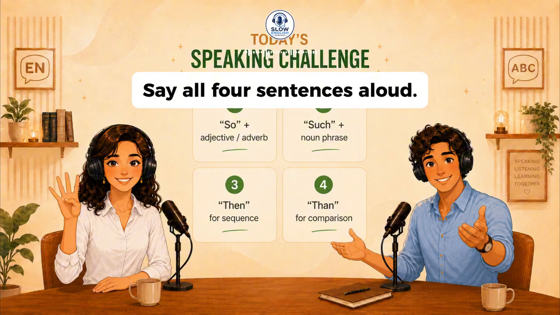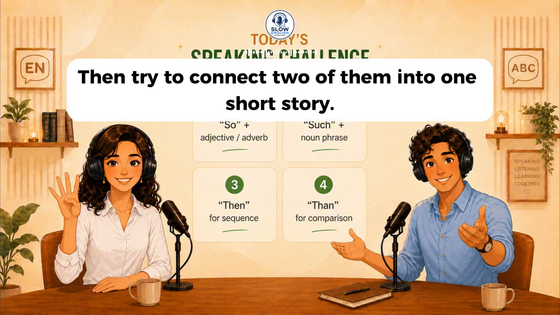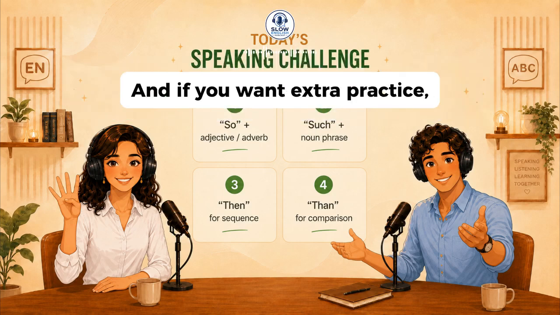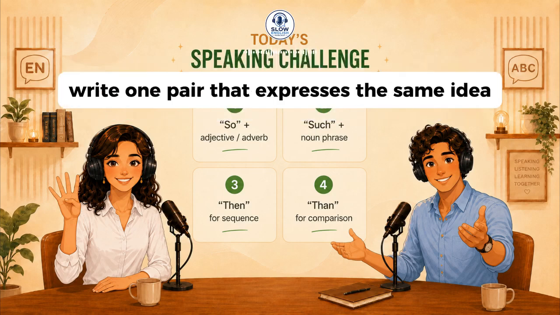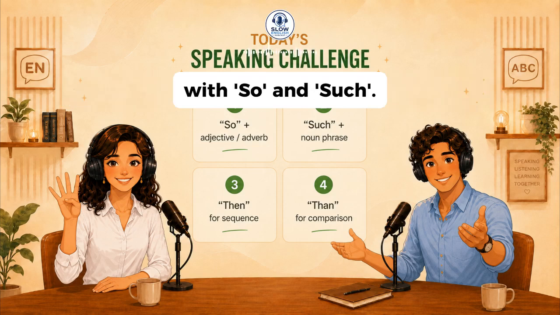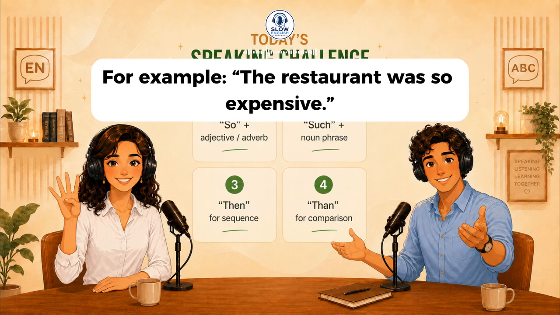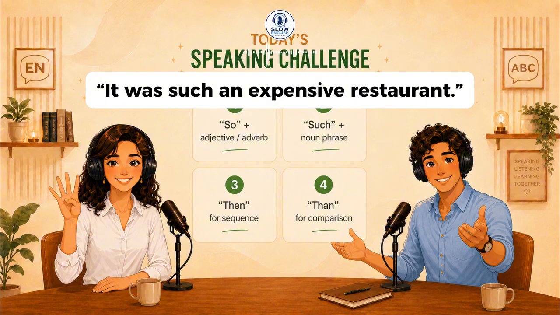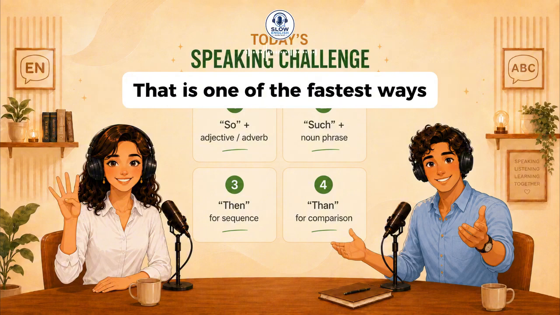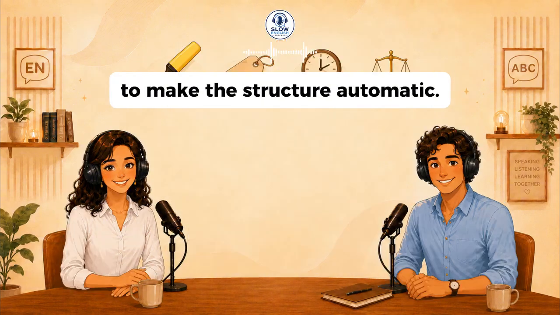Say all 4 sentences aloud. Then, try to connect 2 of them into one short story. And if you want extra practice, write one pair that expresses the same idea with so and such. For example, the restaurant was so expensive. It was such an expensive restaurant. That is one of the fastest ways to make the structure automatic.